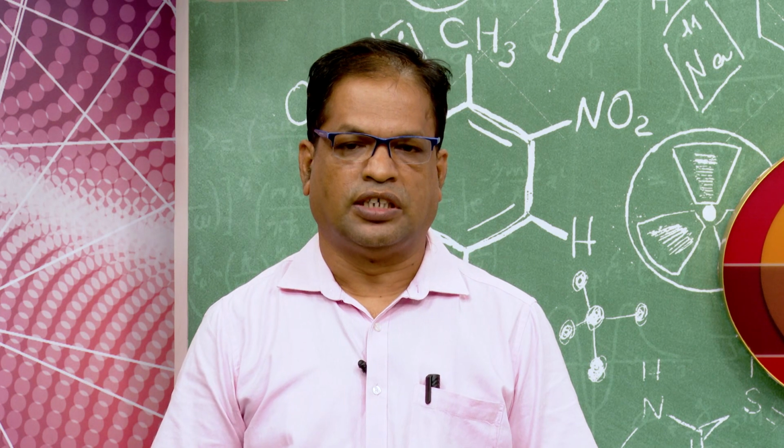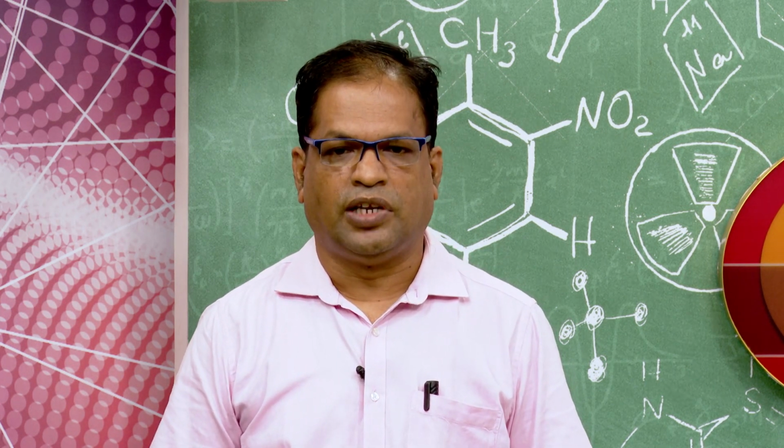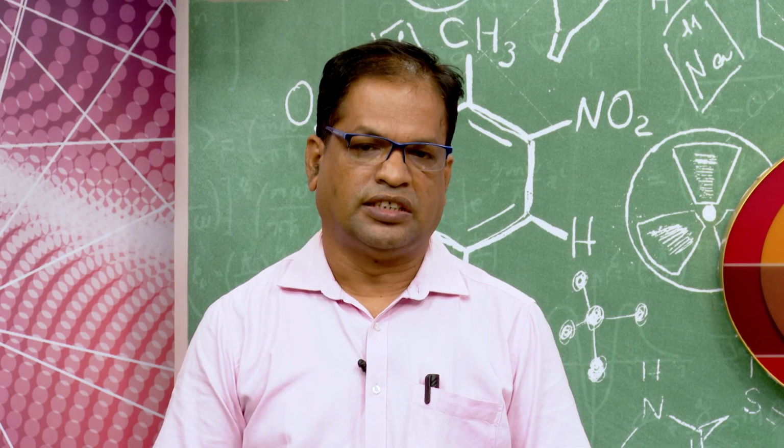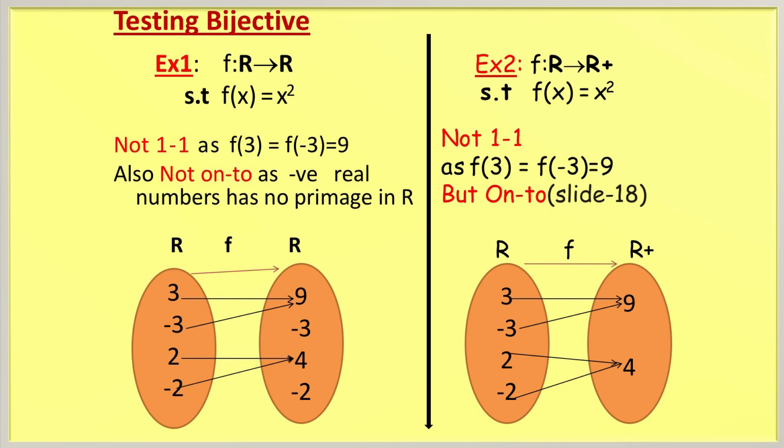We had taken 4 similar examples. Why are they similar? The functional formula remains the same, only the domain and codomain change. In example 1 and example 2, we have already discussed that f is a function from real numbers to real numbers such that f(x) is equal to x square, and that is not 1-1 because 3 and minus 3 square is 9. So, this is not 1-1 and it is also not onto because negative real numbers do not have any pre-image in R. And example 2 we also discussed, it is f from R to R plus, the set of positive real numbers.